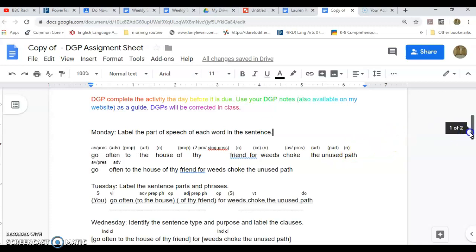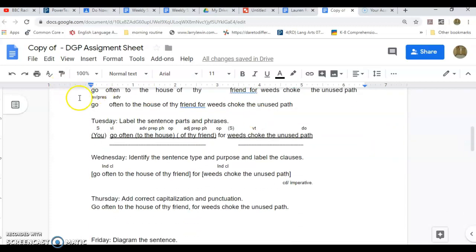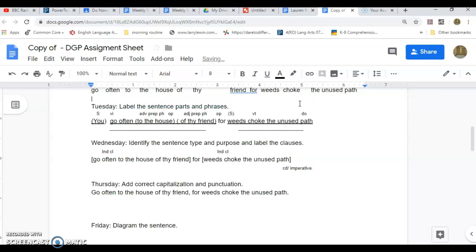Tuesday, and let me go ahead and delete this. All right, so I deleted that, and for Tuesday, I'm going to label the parts and phrases. I'm going to label the parts of a sentence, the sentence parts, and the phrases, not the clauses, the parts of the phrase. I mean, the parts of the sentence.